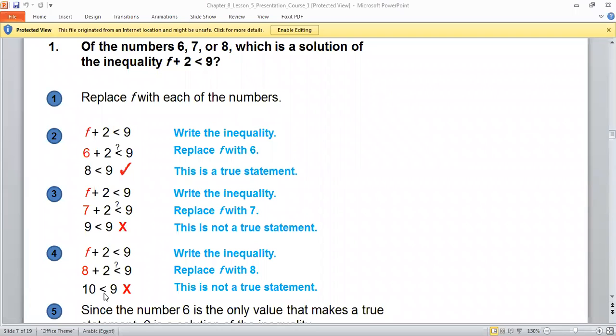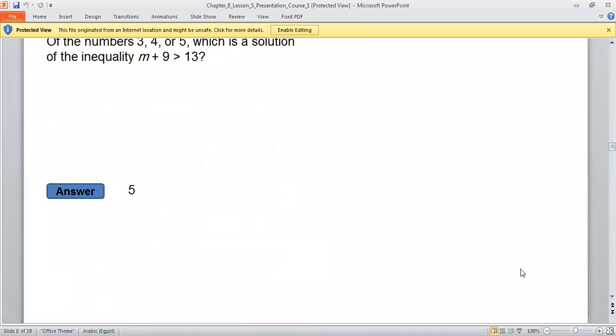So where is the solution? I can say that since the number 6 is the only value that makes a true statement, the solution will be number 6. Look with me at the next slide.